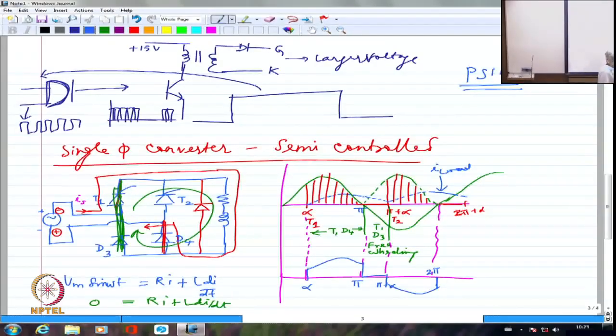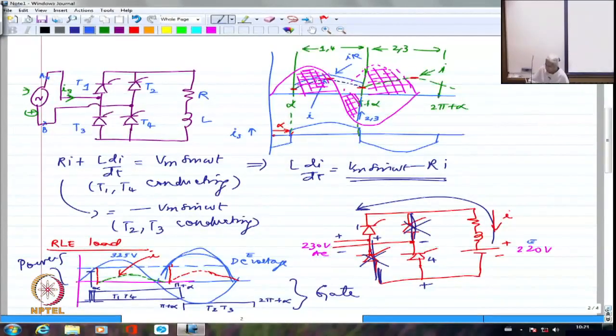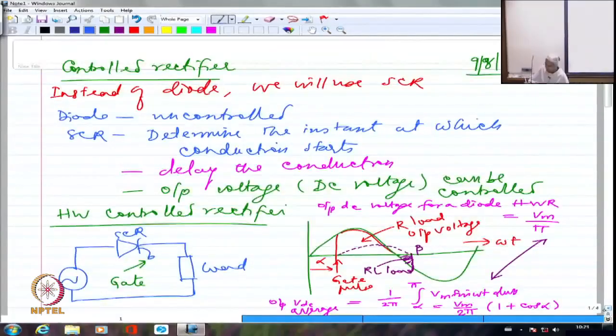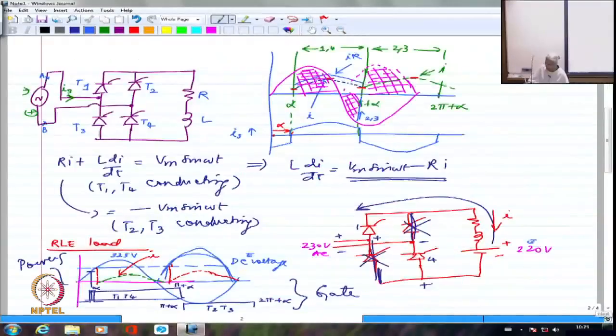semi-controlled converter. I'll go back here a little bit to talk about, where did I talk about the power factor? Somewhere I talked about power factor. This is one, yeah, here. I talked about power factor somewhere here, or at least the zero crossing of voltage and zero crossing of current I was talking about at this point.